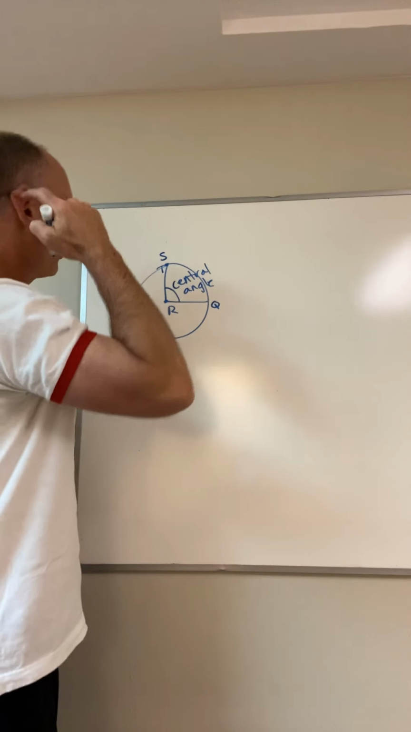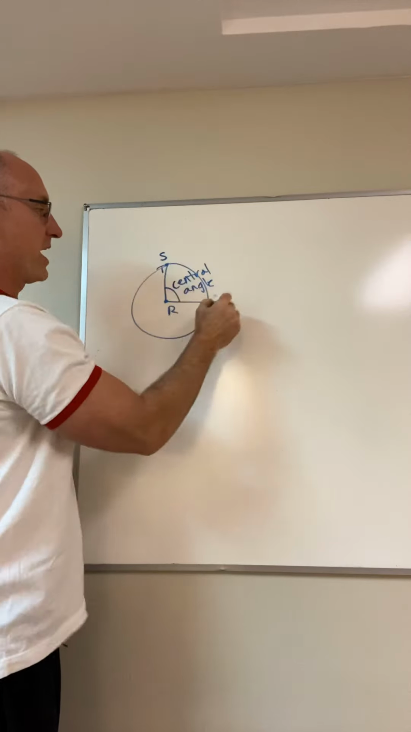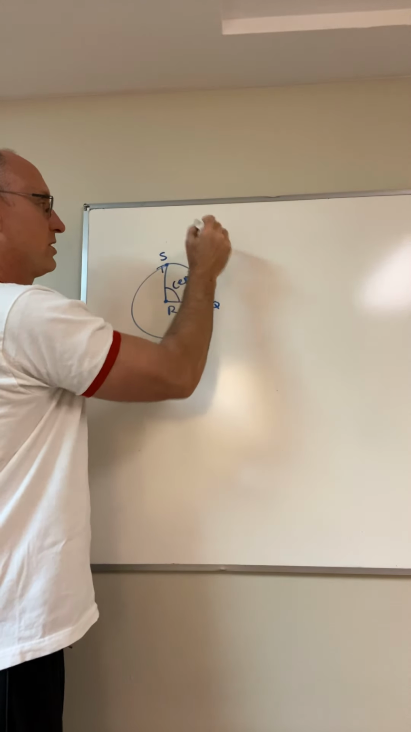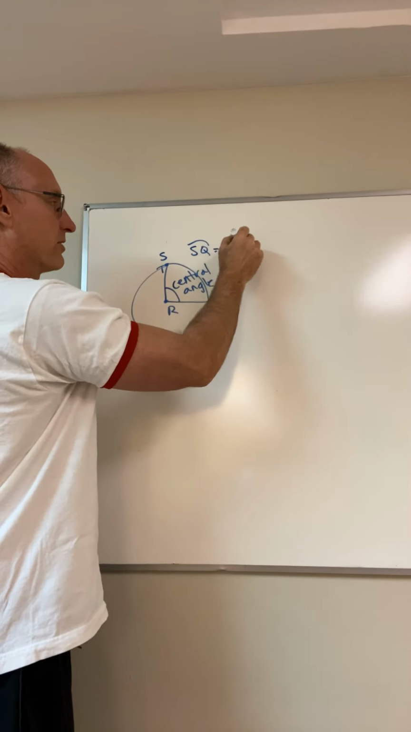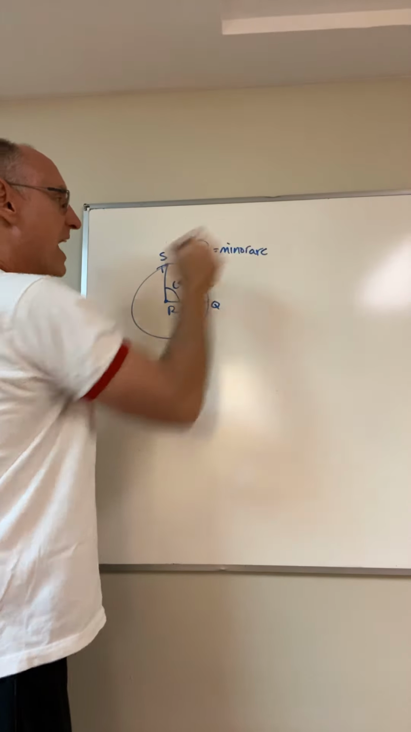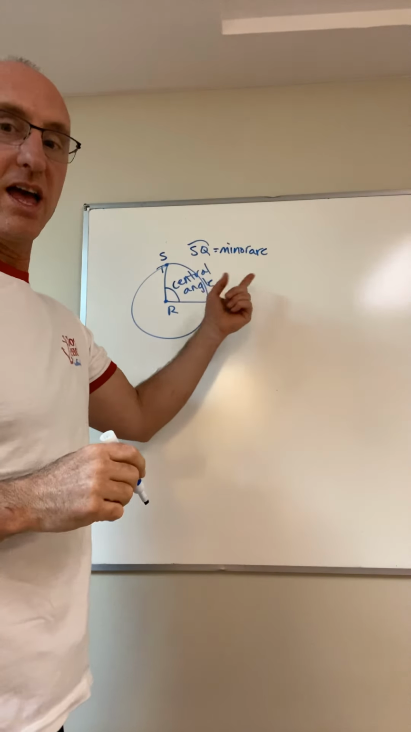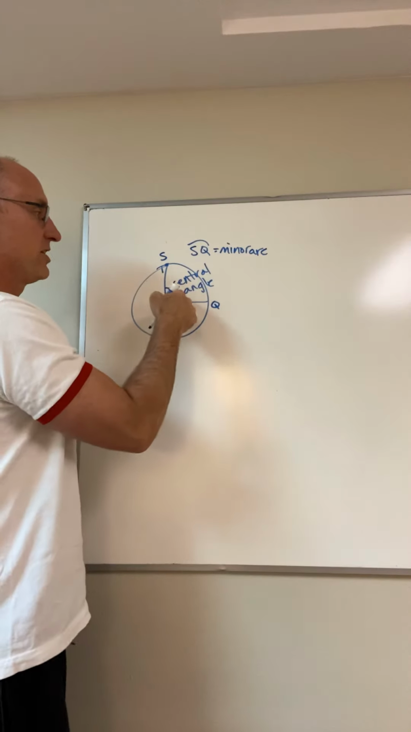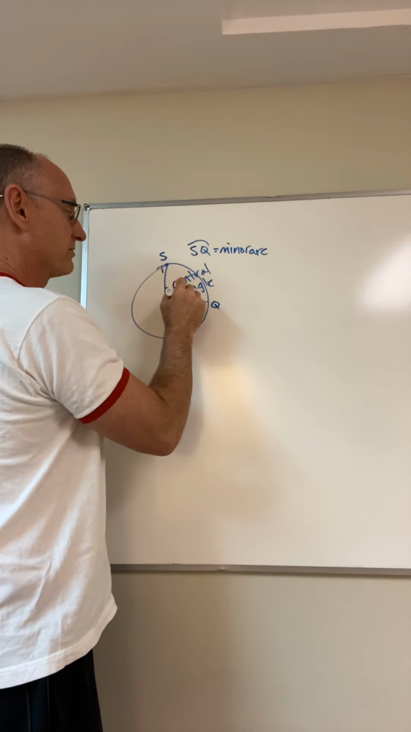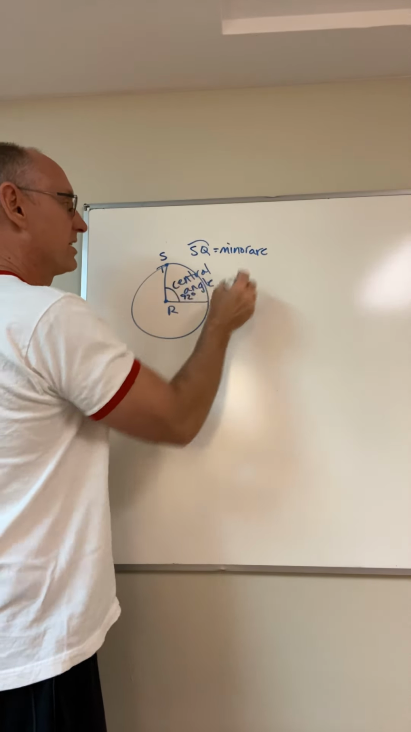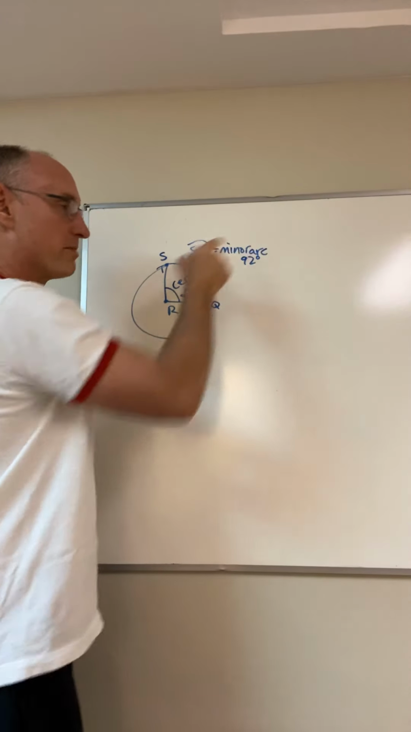And so this would also be from S to Q. So SQ, that's the minor arc, right? Minor arc. And that measure is the same as the measure of the angle. So if this central angle is 92 degrees, then so is the minor arc.